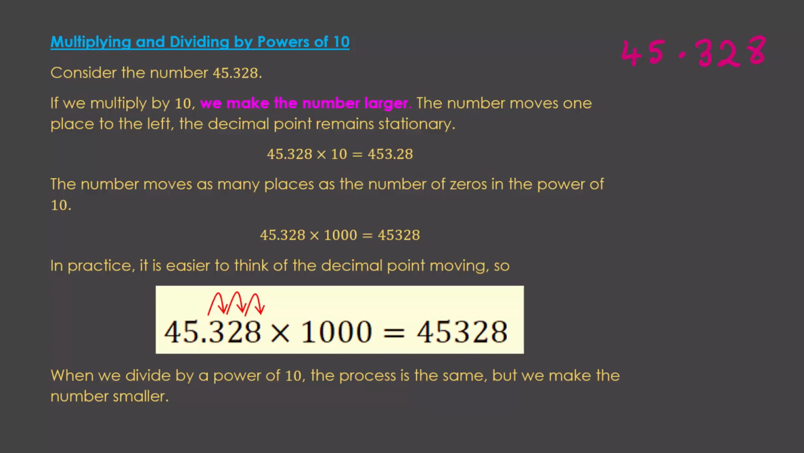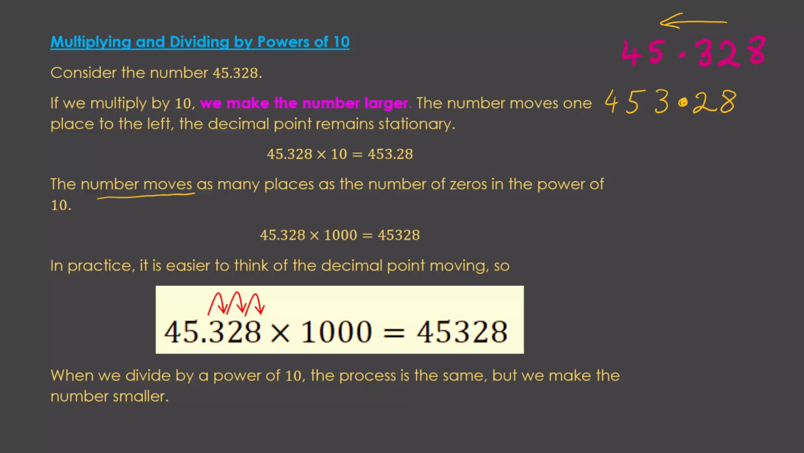45.328. We've multiplied it by 10. So the number moves this way, but the decimal point, of course, remains stationary. So if the number moves one place this way, the 3 will now be in front of the decimal point, and the 2 shuffles up so it's next to the decimal point, and the 8 goes to there.